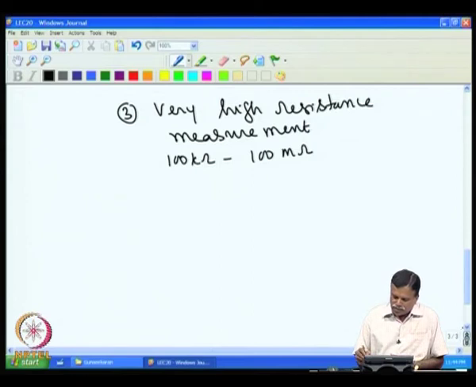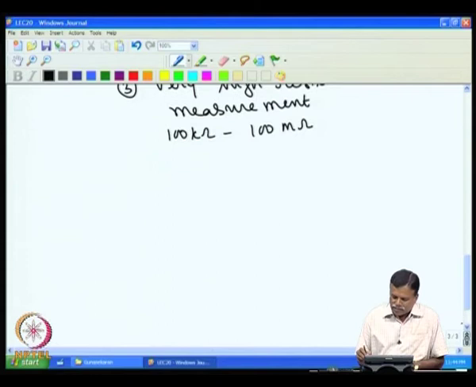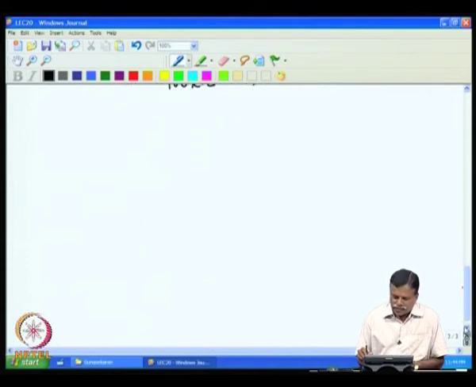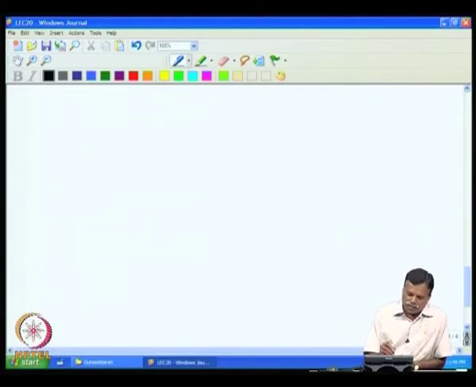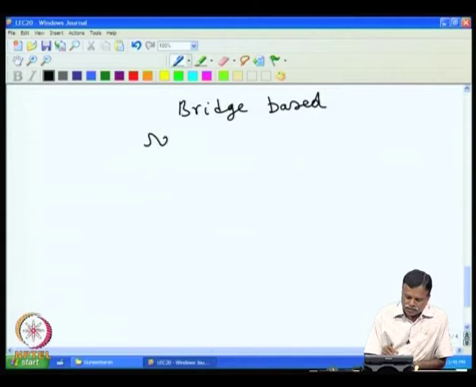Now, if you look at the general method, the earlier day measurements more or less followed the Wheatstone bridge technique. So, let us see what advantage they had, what disadvantage they had, what lesson we can learn from there, how best we can use them, and what modification we have to make for measurements in today's instrumentation world. For example, we will see the bridge based resistance measurement technique.